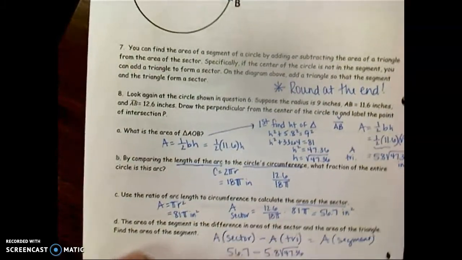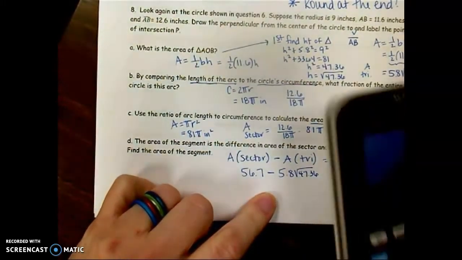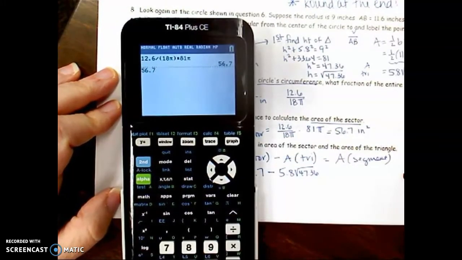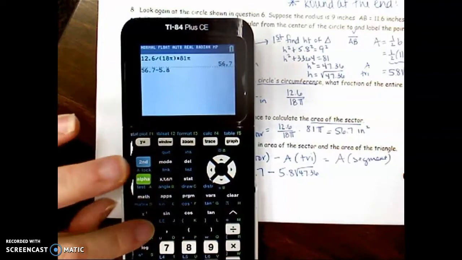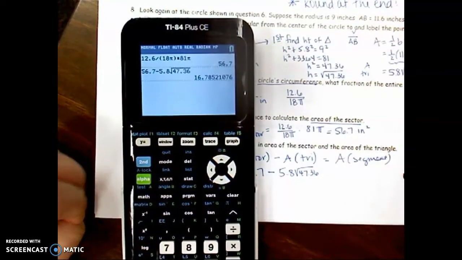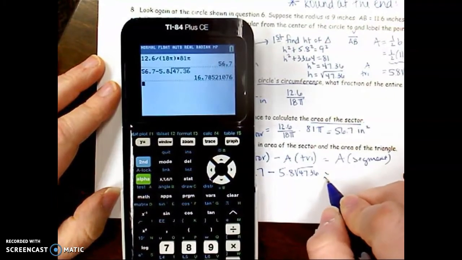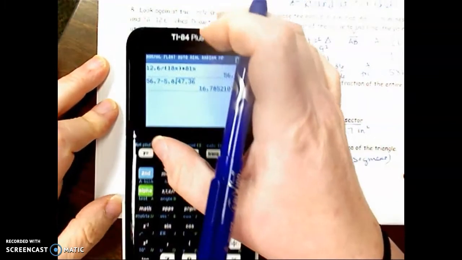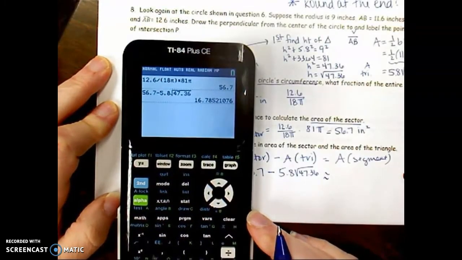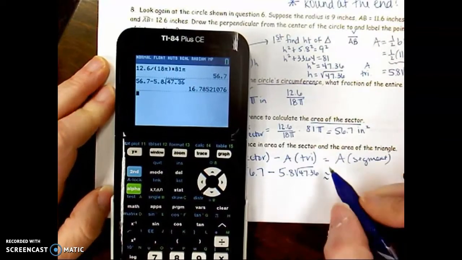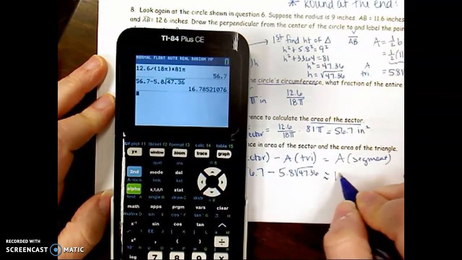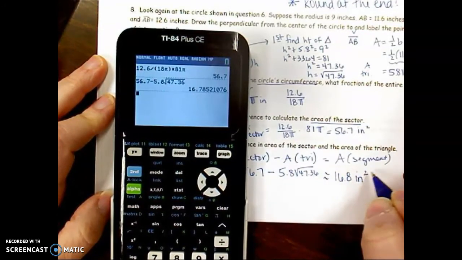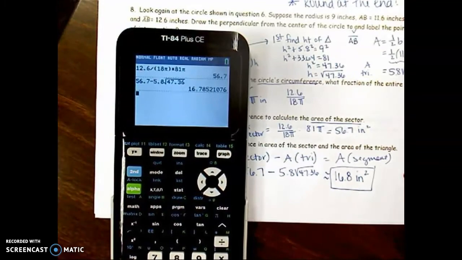47.36. Now I can put that in my calculator because I'm rounding at the very end. So I'm going to put in the 56.7 minus the 5.8 square roots of 47.36, and I find rounded, so I'm putting approximately equal to. We're rounding to the nearest tenth, I believe is what it said. I don't see the directions, but I know it's to the nearest tenth, so that would be 16.8. And this is area, so that would be inches squared. That's the area of the segment.